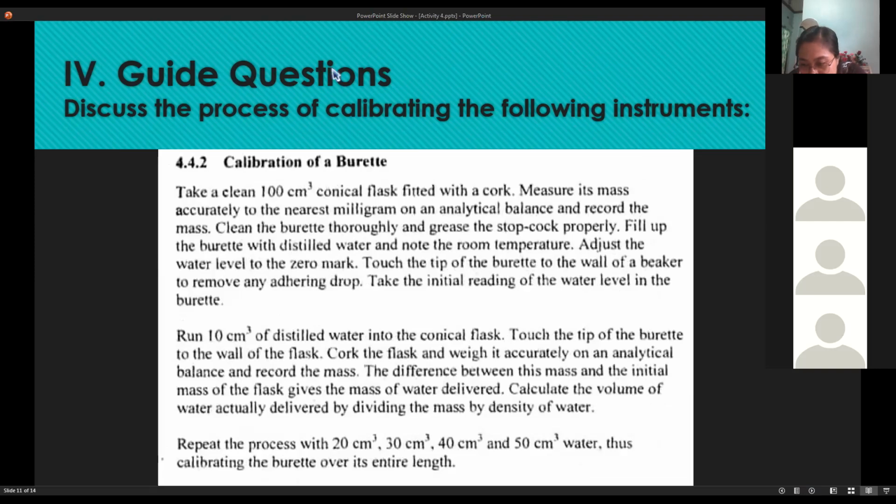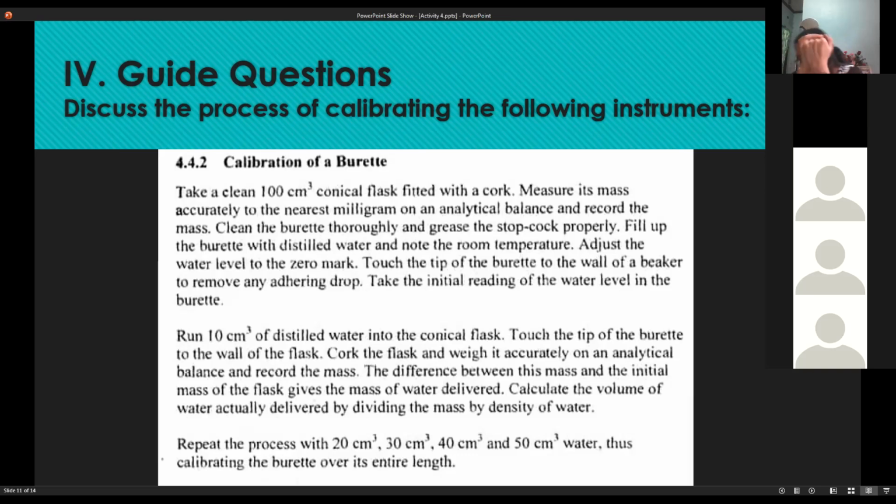The second to discuss is the calibration of the burette. Take a clean 100 cm³ flask fitted with a cork. Measure its mass accurately to the nearest milligram on an analytical balance and record the mass. Clean the burette thoroughly and grease the stopcock properly.